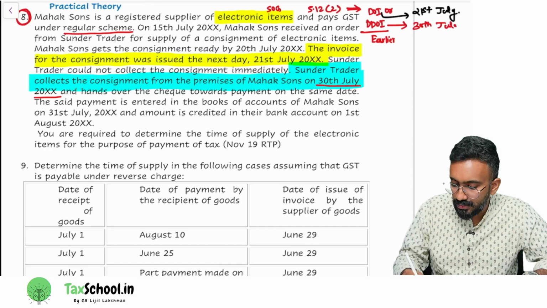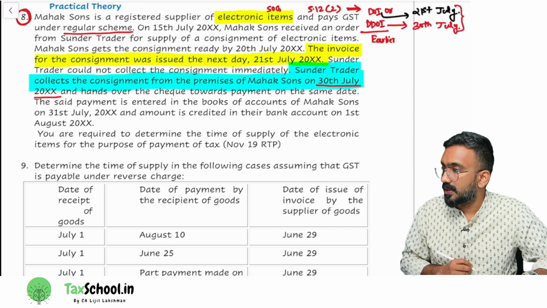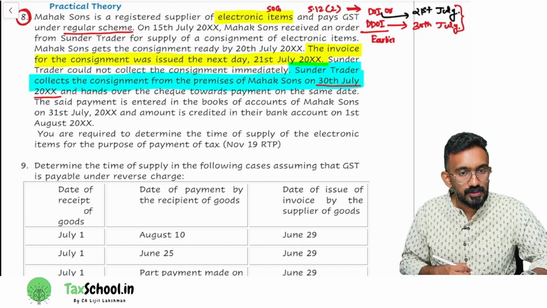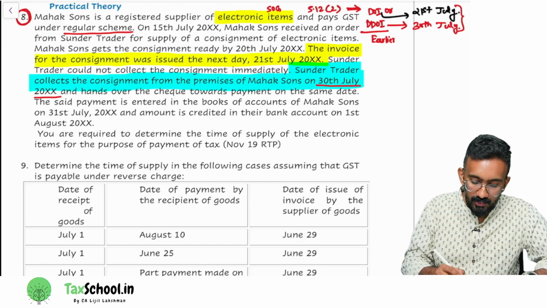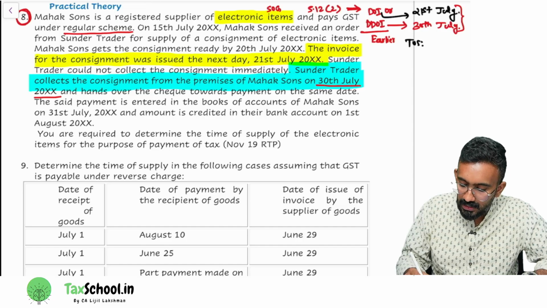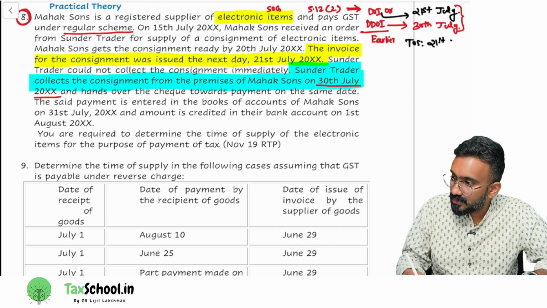So did they issue invoice before the due date? Yes. Then what is time of supply? Whichever is earlier. What is the earlier date? 21st of July. That's it.